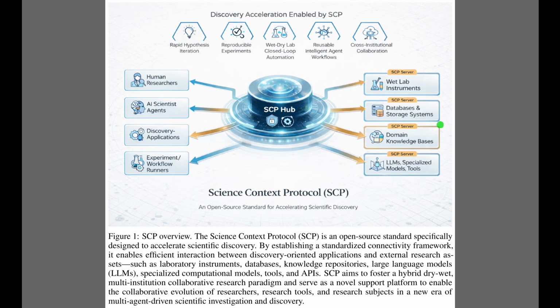Alright, Figure 1 illustrates the high-level architecture of the Science Context Protocol. At the very center sits the SCP hub, which serves as the intelligent brain that coordinates the entire system. On the left, you have the various initiators, such as human researchers and AI scientist agents, who submit experimental goals. The hub then connects these requests to the resources shown on the right, which include everything from physical wet lab instruments to digital databases and specialized models.